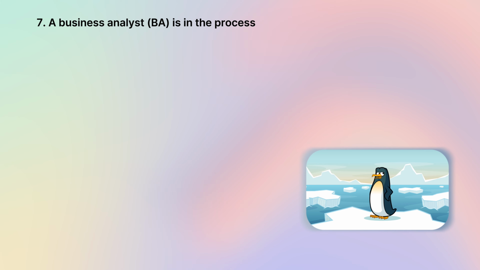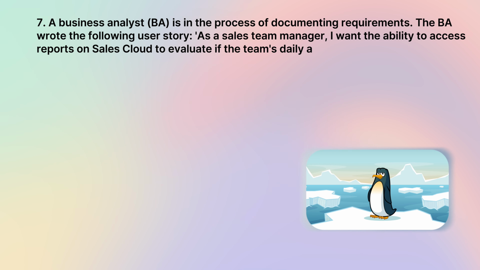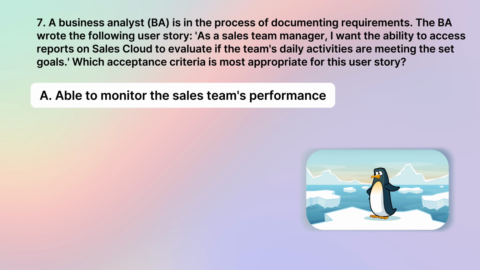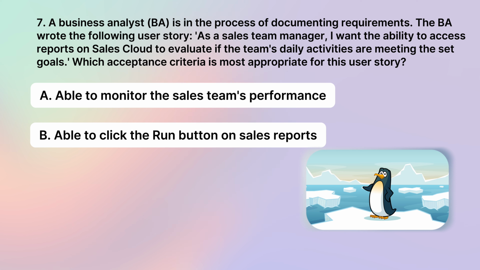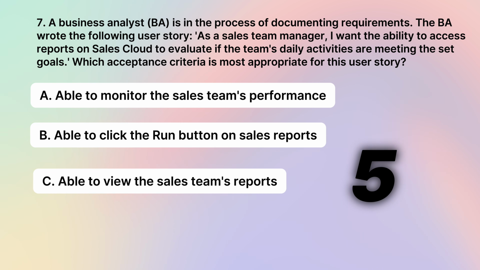Question 7. A business analyst, BA, is in the process of documenting requirements. The BA wrote the following user story. As a sales team manager, I want the ability to access reports on Sales Cloud to evaluate if the team's daily activities are meeting the set goals. Which acceptance criteria is most appropriate for this user story? A, able to monitor the sales team's performance. B, able to click the run button on sales reports. C, able to view the sales team's reports.